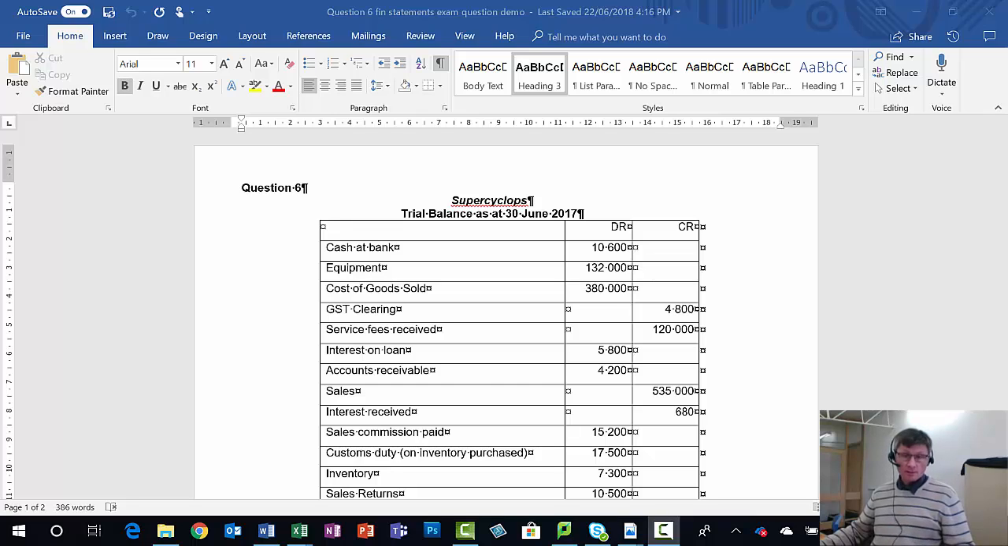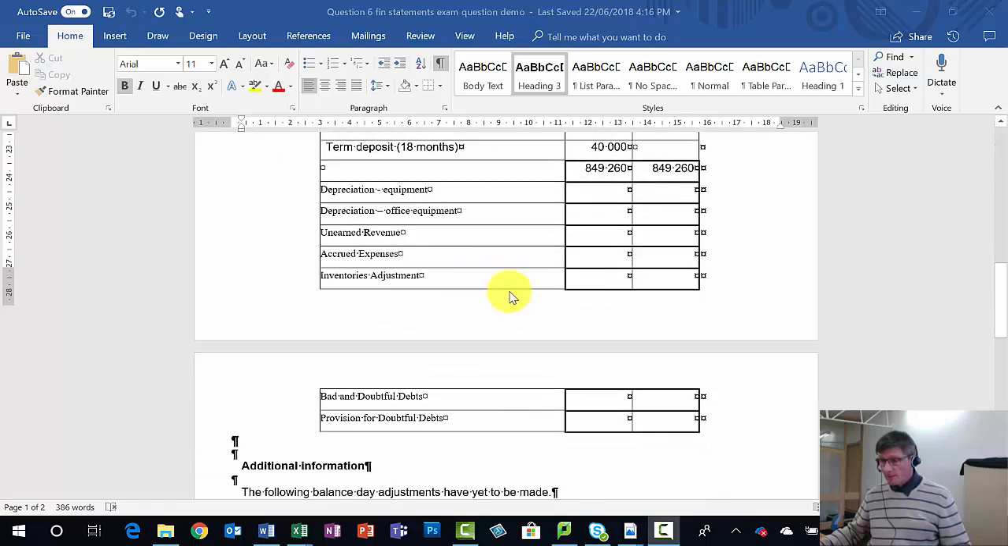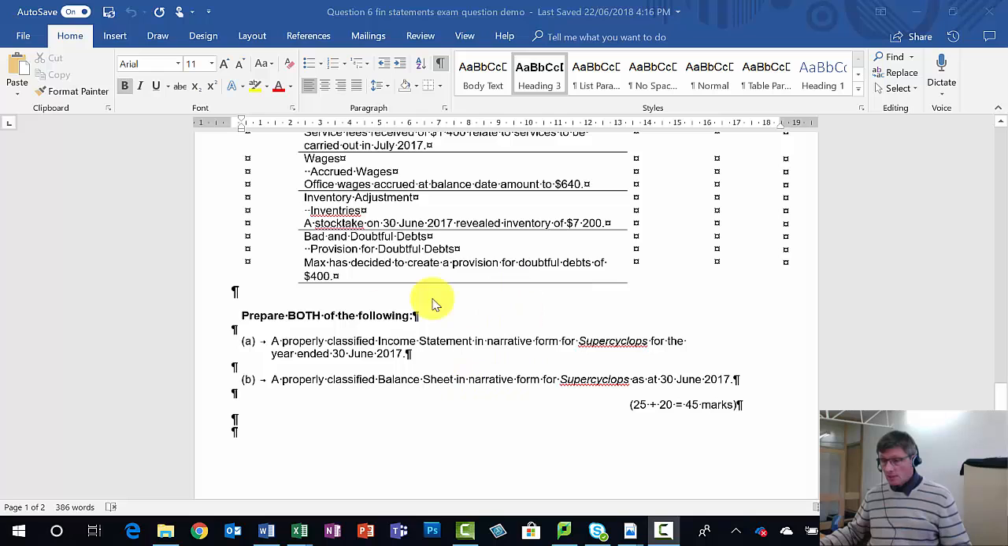Hi, this is another guided step solution for the 2017 exam, the TCE Accounting exam. This is question 6, and I'm going to walk you through the way that I would approach doing an income statement and a balance sheet. What you can see in front of you is the trial balance, and the questions are here below.